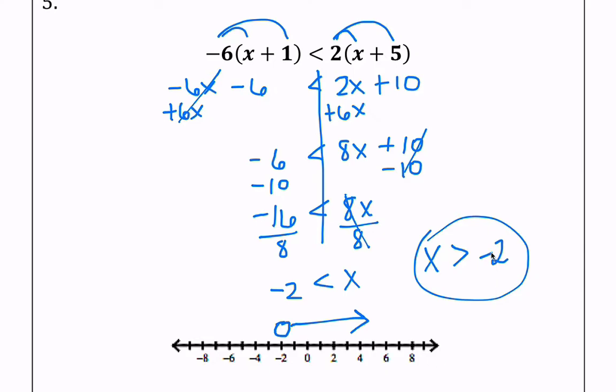Okay, let's talk about will negative 2 be a solution in this case? We know it will not because the or equals is missing. So negative 2 would not be a solution. That's why we use the open circle. But any number that's greater than negative 2 will be. So 0 or 2 or 4.